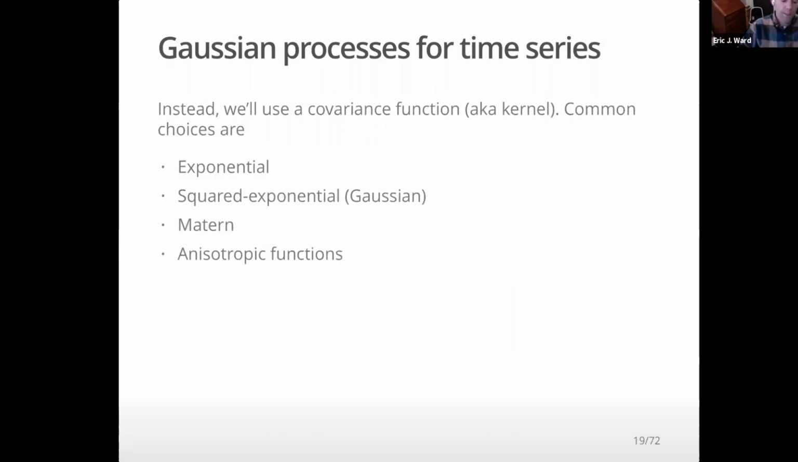And so instead, every element is going to be a function that we specify a priori. It's called a covariance function or a kernel. The common choices are things like the exponential and squared exponential, or the Matern function. All of these are widely used, and so I think they would make good choices for analyzing this kind of data.